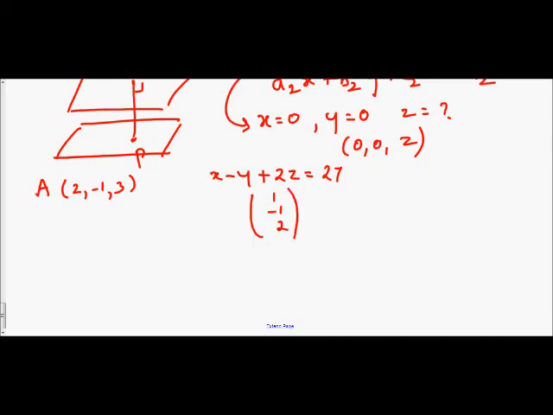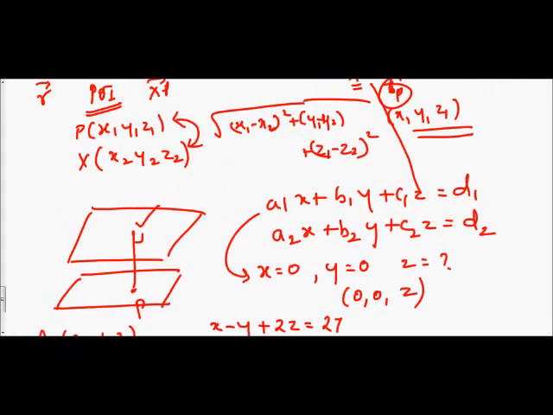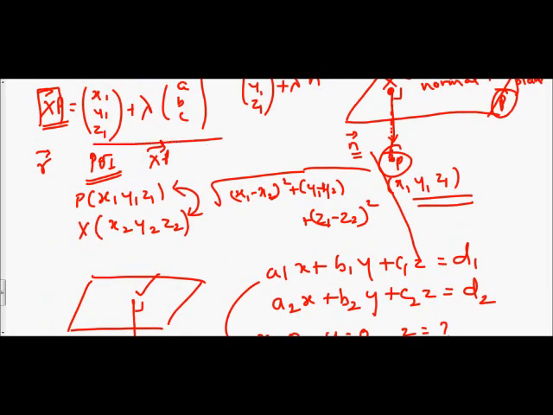The second step was to find the line passing through the point. Here n is this, so this is the direction vector of the line through A. So the equation of the line would be 2, -1, 3 plus lambda times 1, -1, 2. This is what we did in this place, right? We have found the equation of the line.